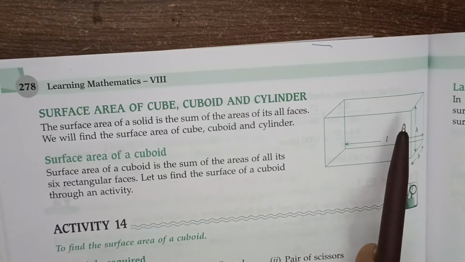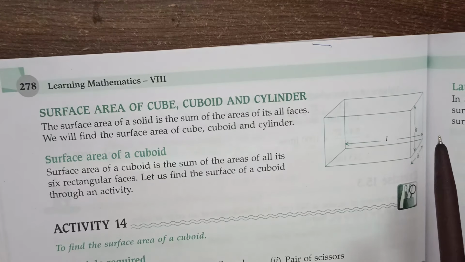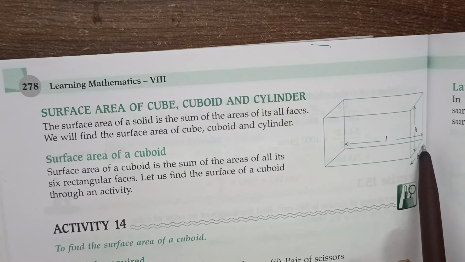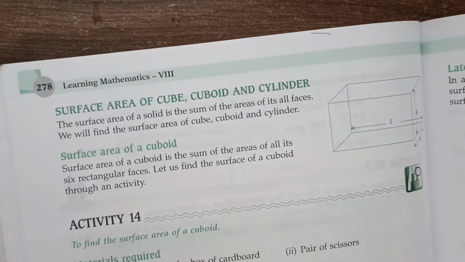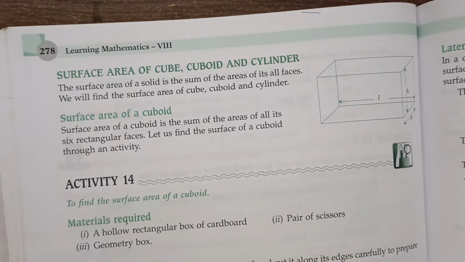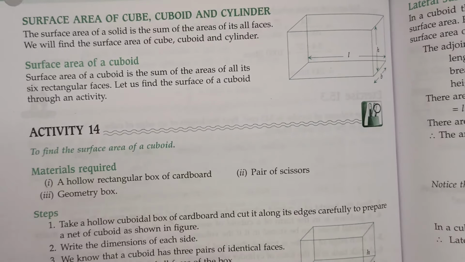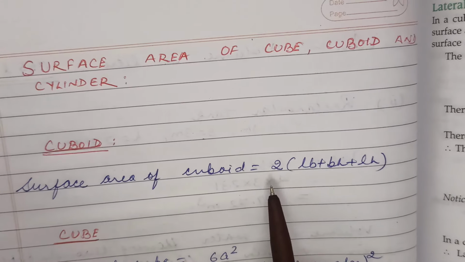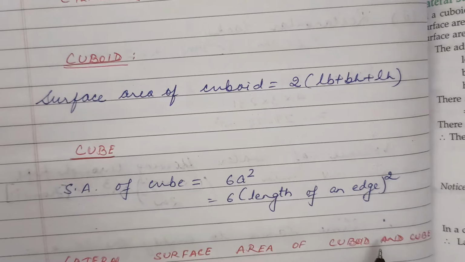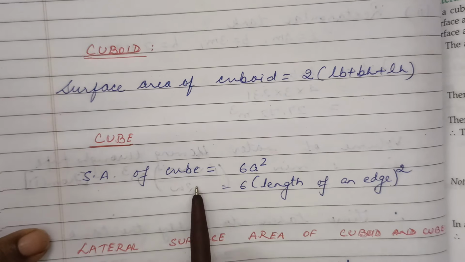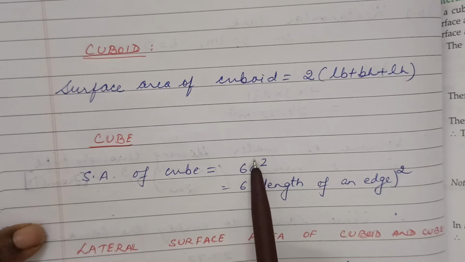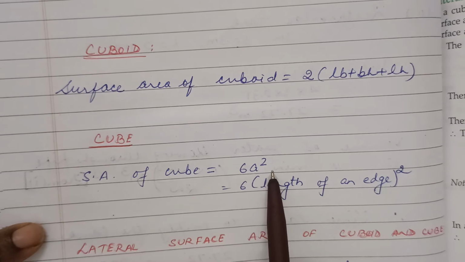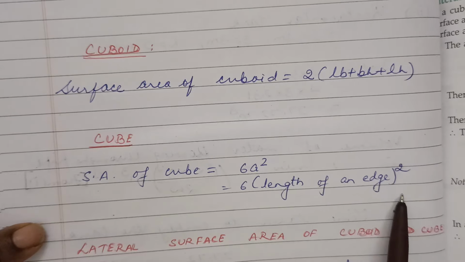So each area will be twice L into B plus twice B into H plus twice L into H. So when you total it, you will get the total surface area of a cuboid as twice (L into B plus B into H plus L into H). Okay, now we come to cube. The total surface area of cube is, there are six faces, square faces, and area of one square face is a square. So 6a square, where a is the length of an edge.